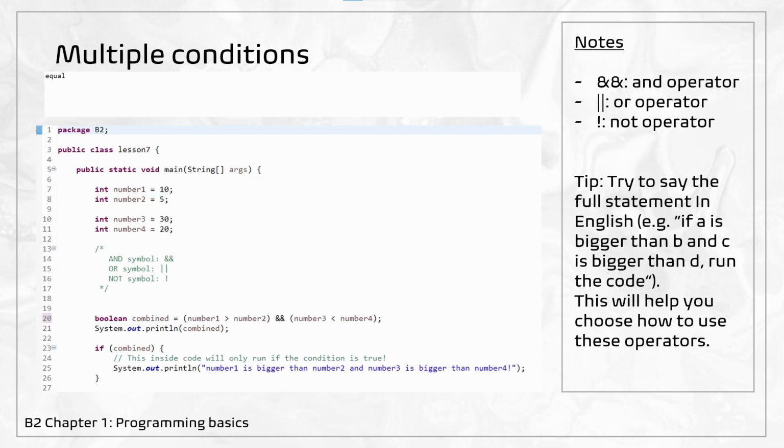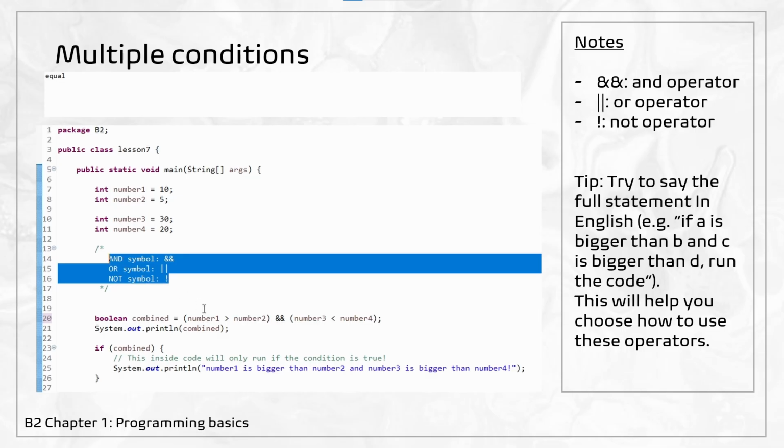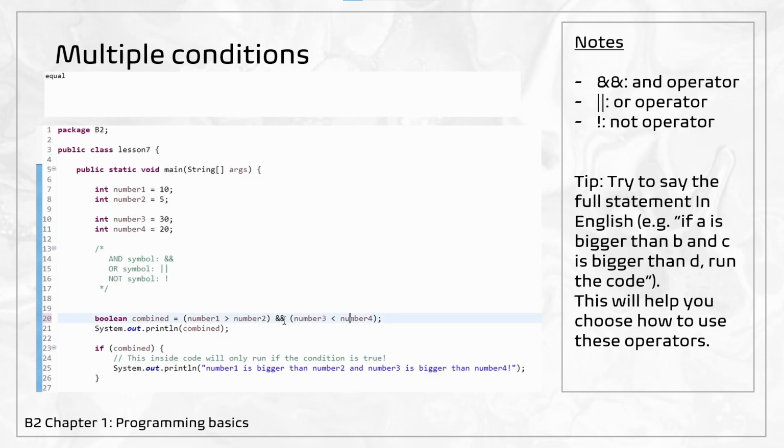If you want to check multiple conditions at the same time, you can use one of these symbols over here. If two conditions are placed like this, with the AND symbol in between, then both conditions must be true for the variable combined to be true. So here, 10 is bigger than 5, so this will be true, but 30 isn't less than 20, so this will be false. And because we have a true and a false, combined will be false. So if we now run this program, it'll print out false.